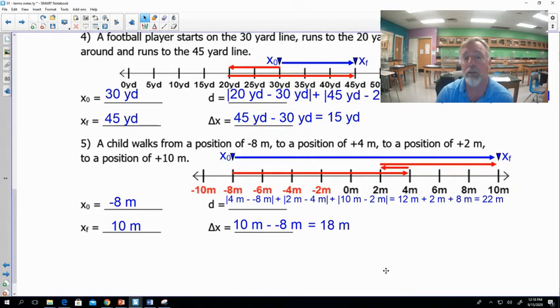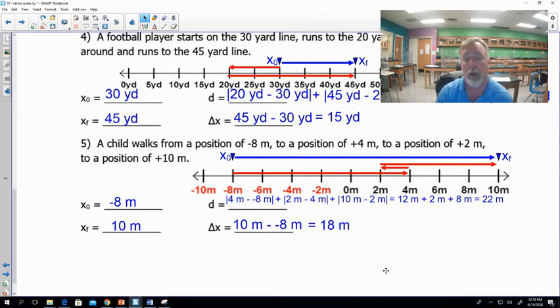So you can see displacement is different. It depends only on the difference between the final and starting points. And it has a sign which tells you which direction you're going. In this case, we have positive 18, which agrees with our arrow. Our arrow is pointing to the right.